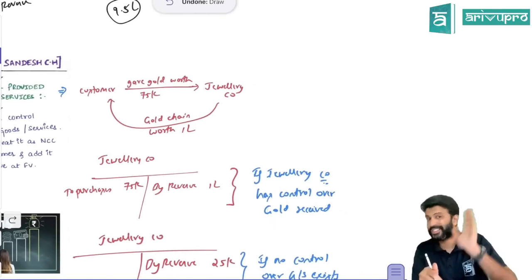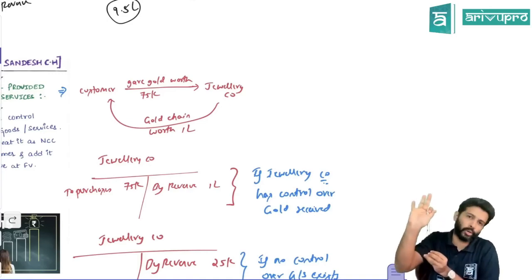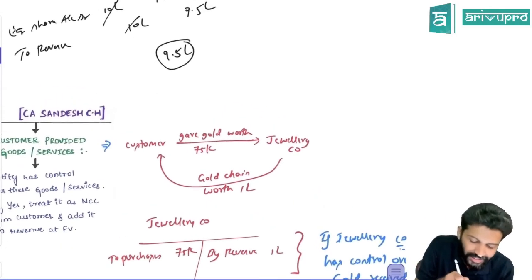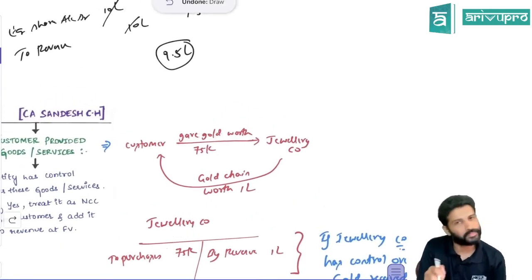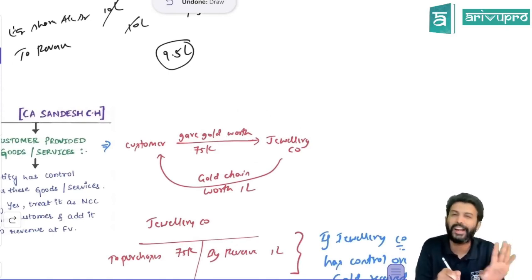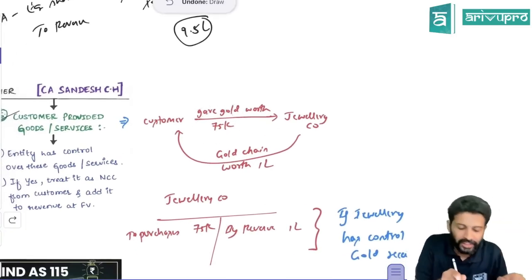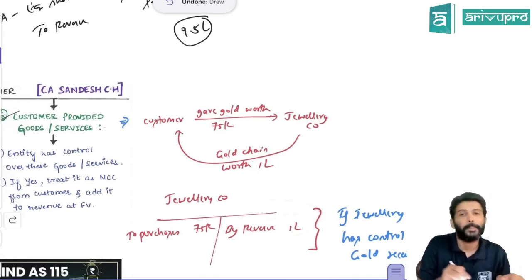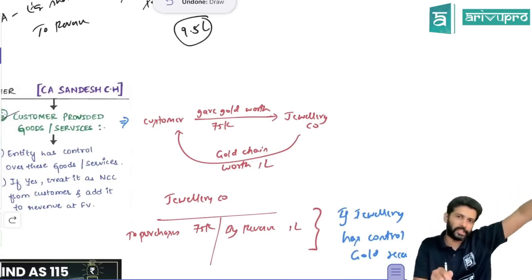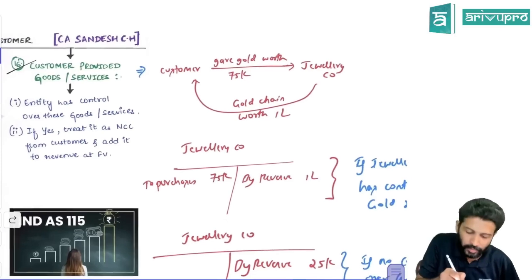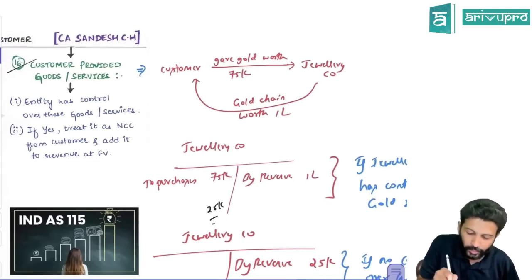If the answer is yes, the jewelry company has control over that goods or service, then you will treat the 75,000 as gold purchased. You will account this as a purchase. This is your normal trading P&L account I'm showing. And this 1 lakh rupees, you will treat as sale. So the net profit will be 25,000.